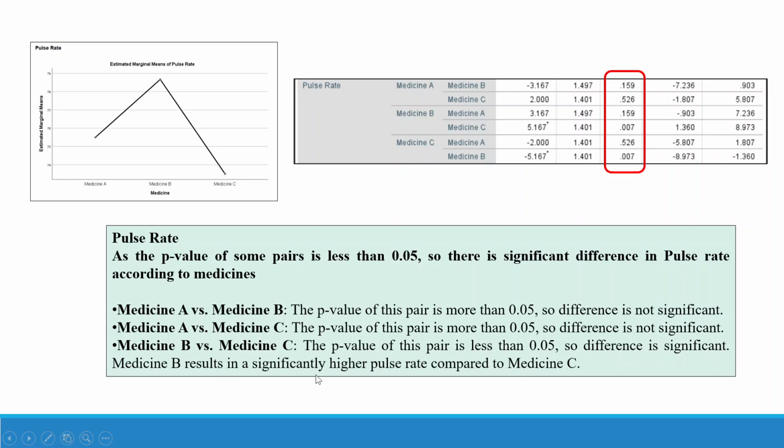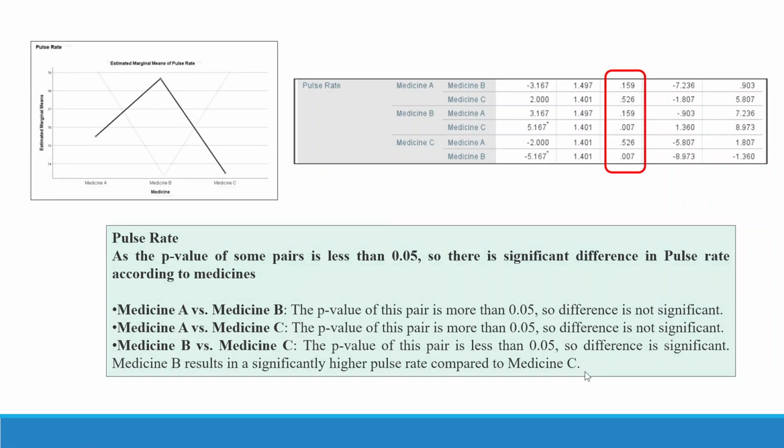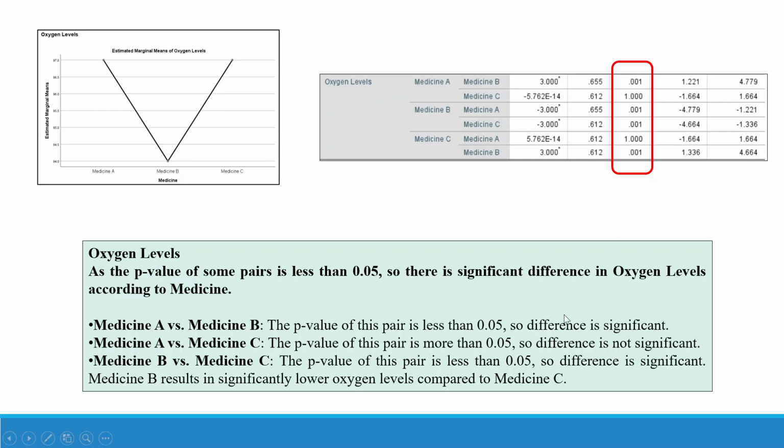Medicine B results in significantly higher pulse rate compared to medicine C. Next, the oxygen levels. A compared with B, p-value less than 0.05. A with C, more than 0.05. B with A is same as A with B. Okay, B with C, p-value less than 0.05.